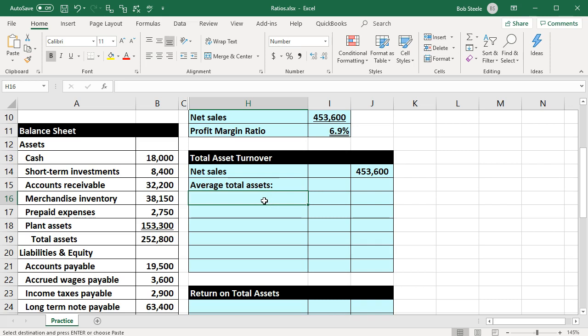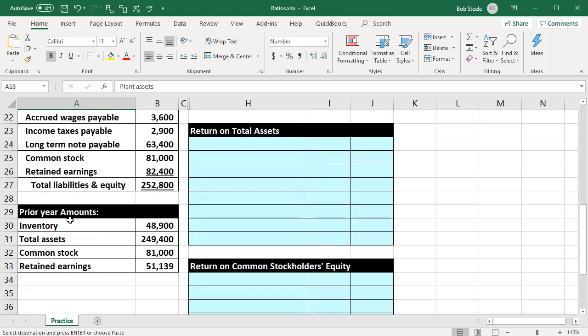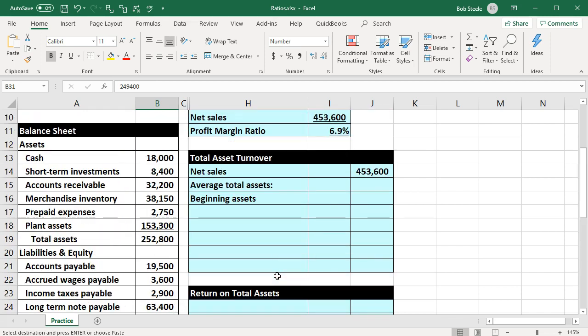Average total assets are going to be the beginning assets plus the ending assets divided by 2. So beginning assets, where are we going to get that from? The balance sheet is as of the end of the time period. The beginning assets then are going to be the ending assets at the end of last time period, which we may have if we have 2 sets of financial statements, or we're going to pick that up from the added information as we have here, total assets being the 249,400 from the prior year.